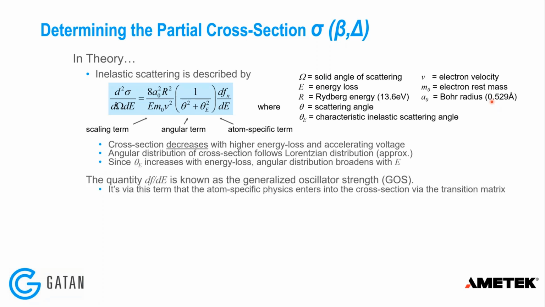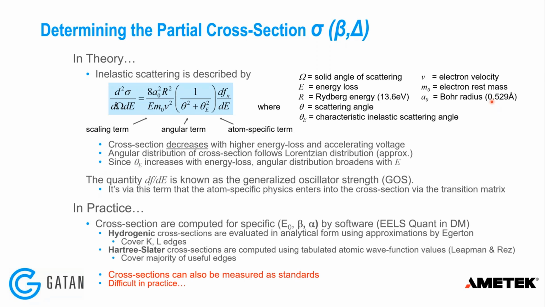DFDE is known as the generalized oscillator strength, and this is where we introduce atom-specific physics into the cross-section by the transition matrix. So in practice, cross-sections are computed for specific experimental conditions, so beam energy, collection angle, convergence angle, and that calculation is done in software. So typically it's done in the EELS quantification plugin in Digital Micrograph.